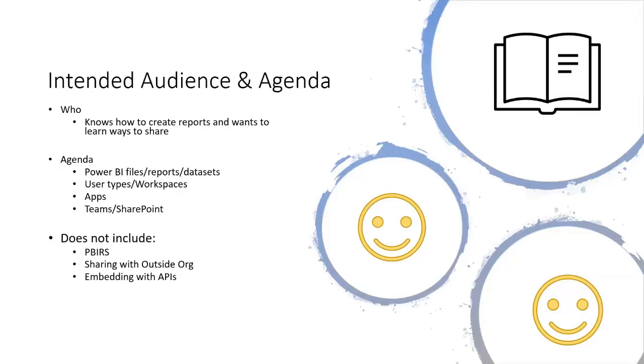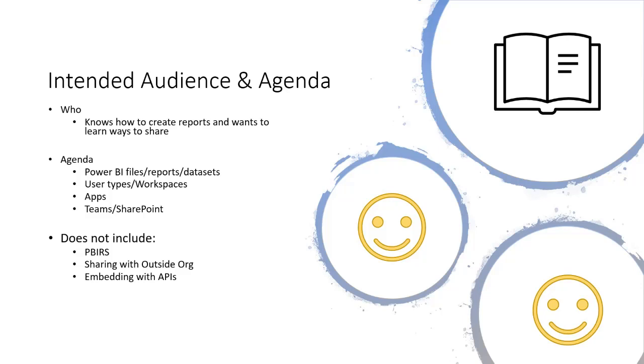However, it's kind of hard to keep up with it because things change, and some of the sharing of report options actually changed in the last 2 weeks or so. So this is not a session about how to create reports. This is for how to share them. It does not include anything about Power BI report server, on-prem report server, or sharing with outside of an org or embedding with API. So this is more of a beginner. Let's just get started with the basic options.